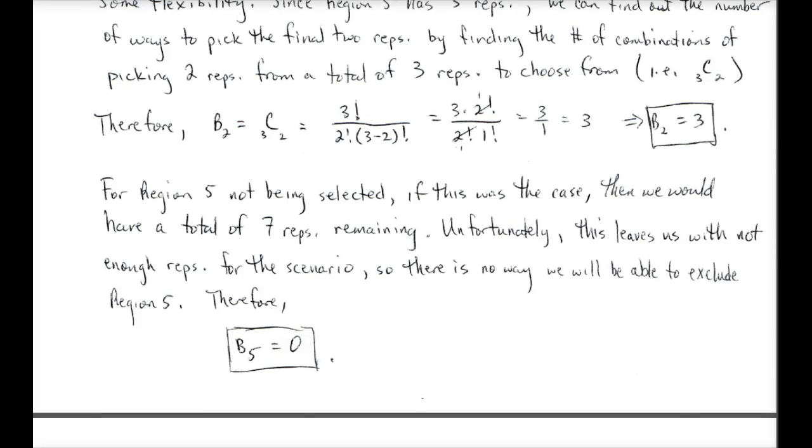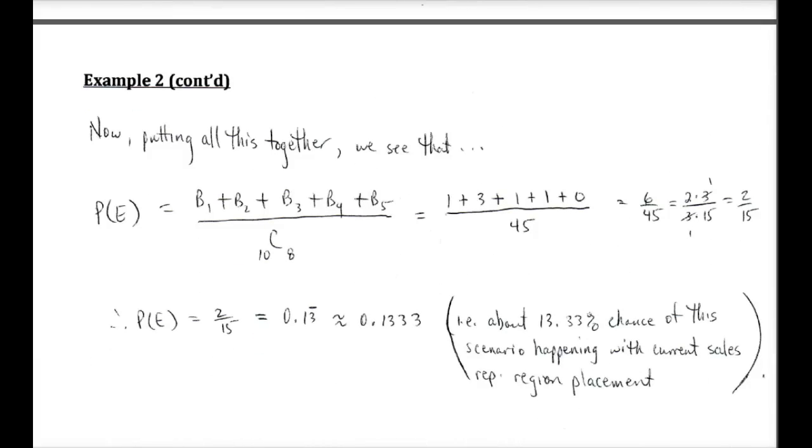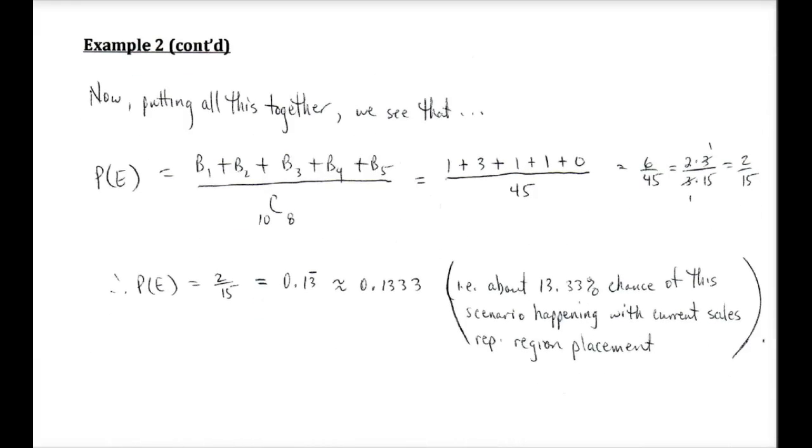And for the last one, region 5, because it has 3 in it, we're not going to be able to send 8 people to the training program without having someone from region 5. So to put this all together, we add up all the numbers, and instead of 5 over 45, like what we had when we did the probability of the first event, now we have 6 out of 45, which means our probability went up a bit.